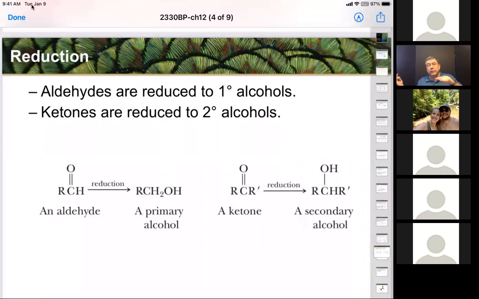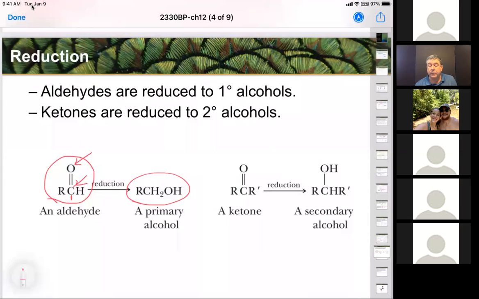Let's go the other way. Let's reduce them back to what they were before. When we did the alcohols chapter, we oxidized primary alcohols to aldehydes. We can do the reverse reaction. Aldehydes will give us primary alcohols because the oxygen here is on the end of the chain. If we added a hydrogen here and a hydrogen here, we would end up with a primary alcohol.